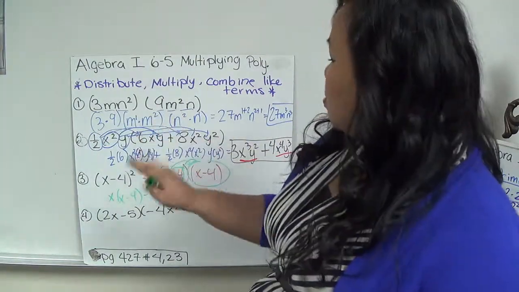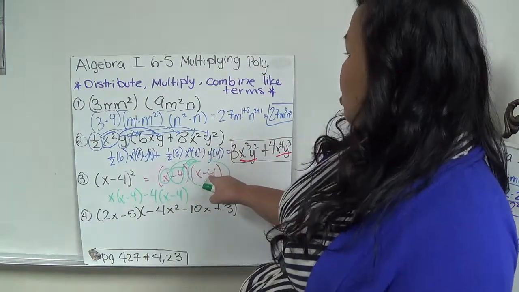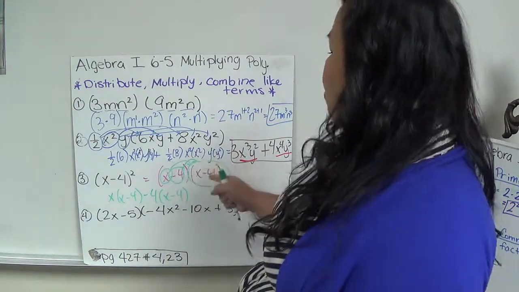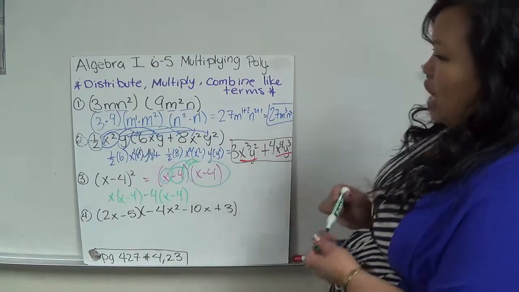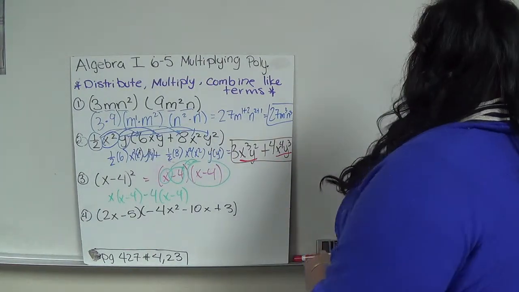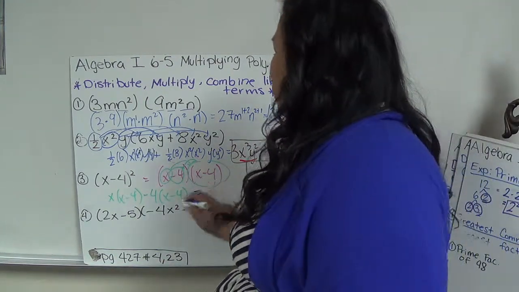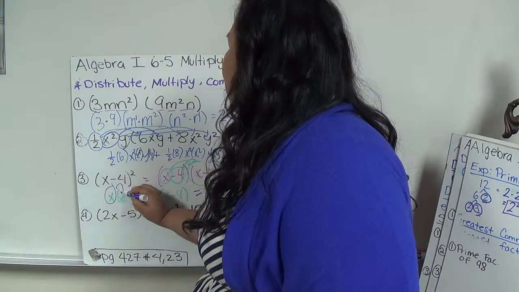This one I have two terms, an x and a negative 4. So I need to take an x and multiply it to this term, and then a negative 4 and multiply it to this term. And once I have that, it's just a bigger version of this, or just a multi-step version of that. So I'm going to take x here, and I'm going to multiply to each term.